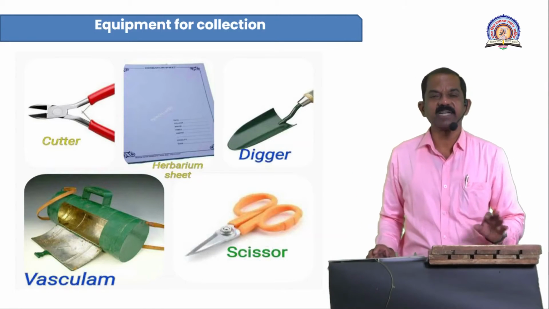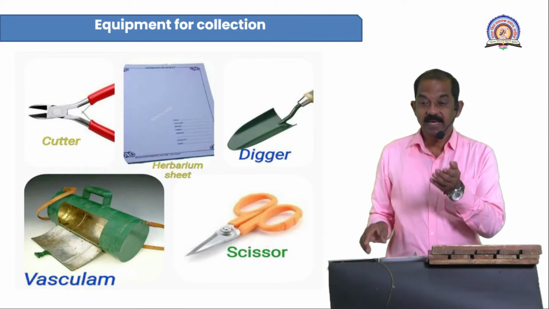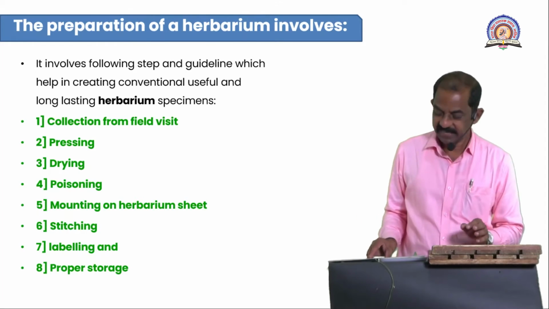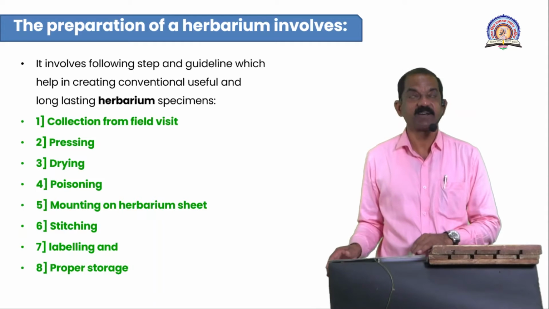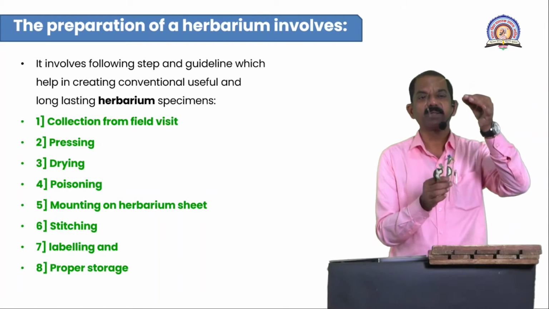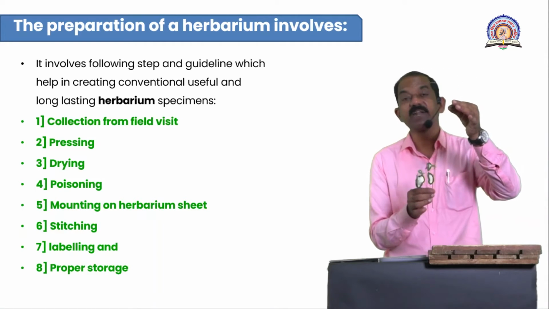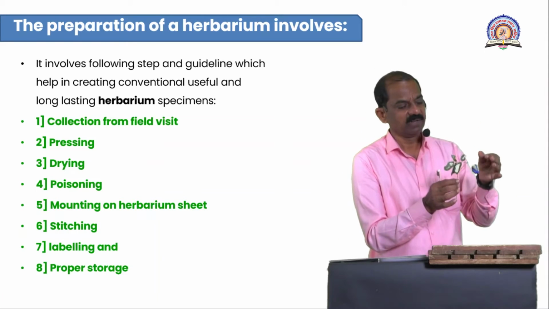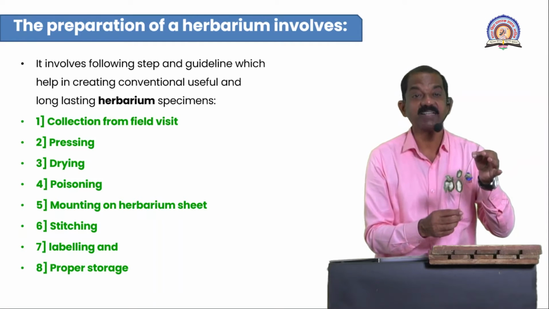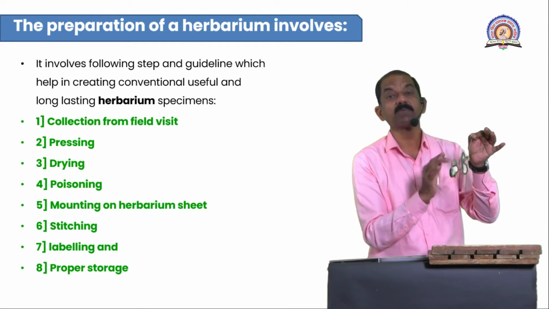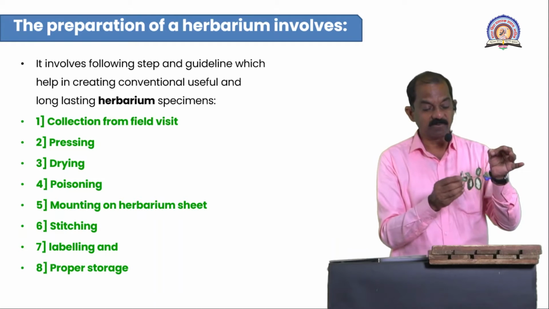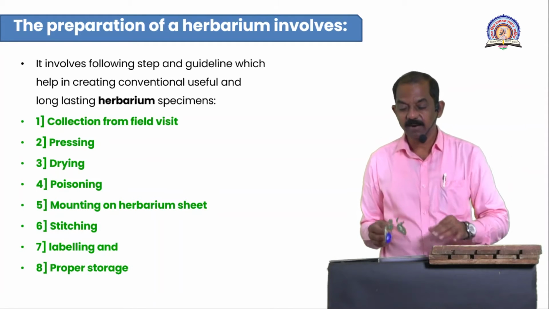Next, after the collection of the plant specimen into the vasculum, the next step is the pressing of the plant. For example, if we take this plant specimen, this one is Clitoria, a climber in habit. We are taking a plant specimen about 25 centimeters in length, having one or two flowers. If available, take the flower and leaves, and press it in a plant press.